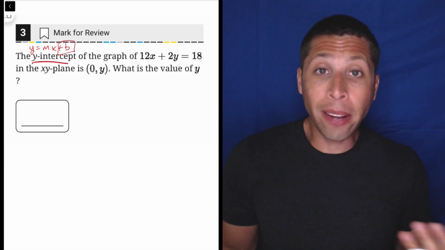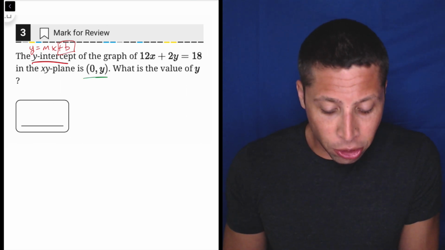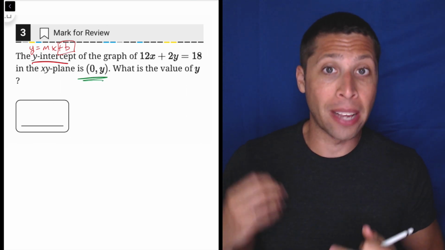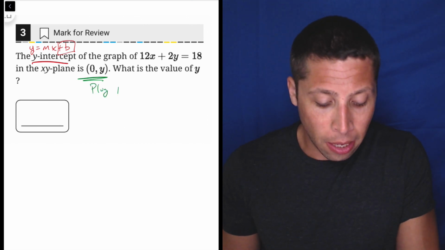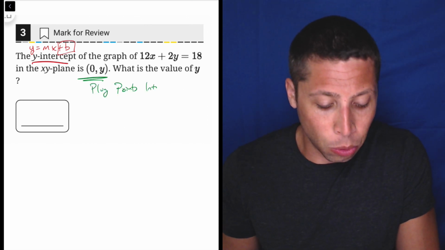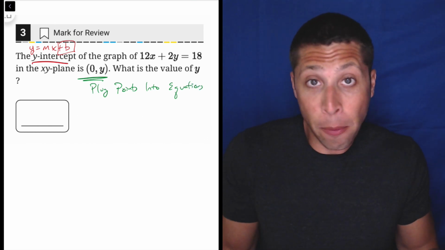Now, to do that, it's not that hard here. We would just have to do some algebra, but I have a better idea. Let's just use the fact that every y-intercept has an x-coordinate of 0. And that way we can just use our plug points into equations strategy, right? We have half a point, that's good enough.